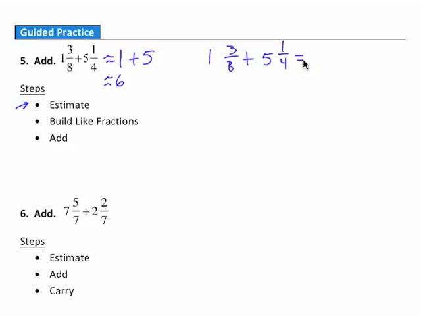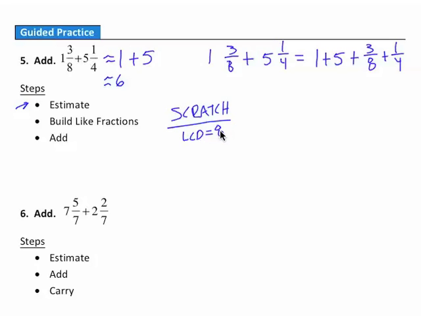Okay. I can add my whole numbers together, 1 plus 5, but my fractions, 3/8 plus 1/4, those are not like fractions. So I'm going to come over on some scratch work and build these into like fractions. So the LCD is 8. Looks like 3/8 has the correct denominator, but 1/4, we're going to have to build that into a denominator of 8. So my missing multiplier is 2. So that's going to give me 2/8.